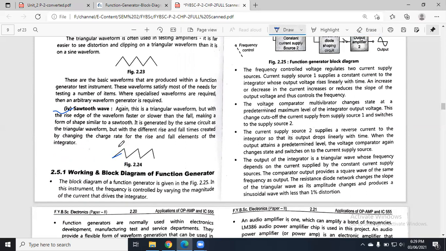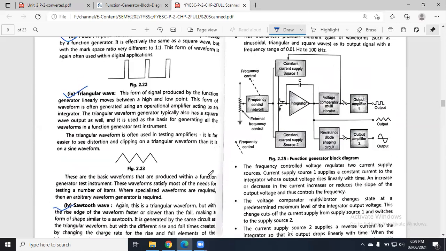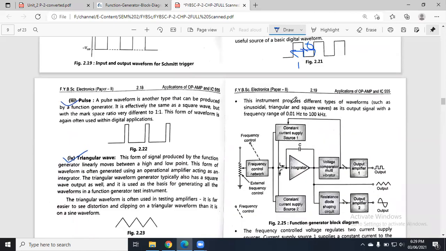Now we would like to see the working of the function generator, how the function generator actually works, how it is able to produce multiple waveforms. So the working and block diagram of the function generator we are going to study. This instrument provides different types of waveforms such as sinusoidal, triangular, square, sawtooth, etc. as the output signal with a frequency range from 0.01 Hz to 100 kilohertz. As we can see, the range provided by the function generator is very high. It is from 0.01 Hz to 100 kilohertz.